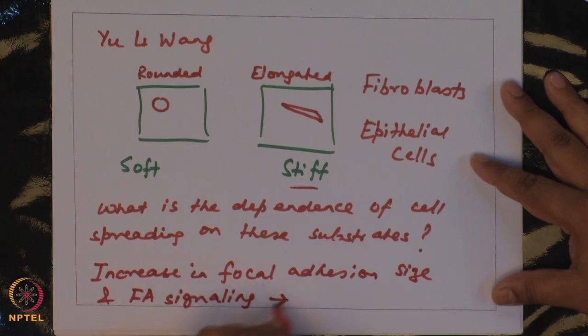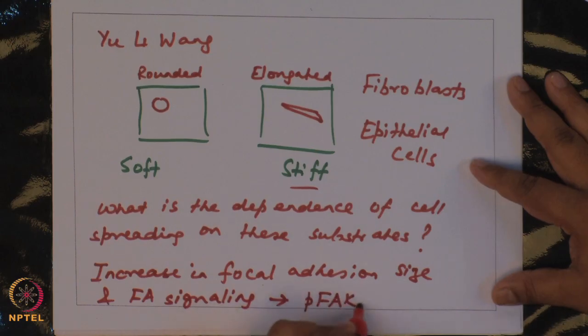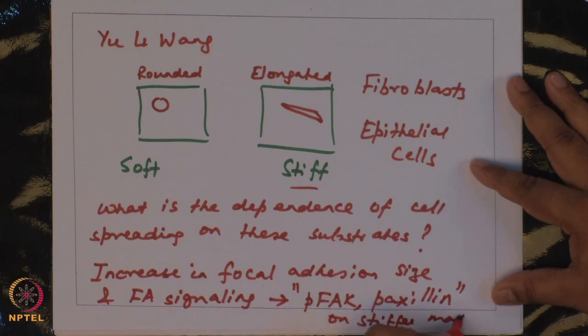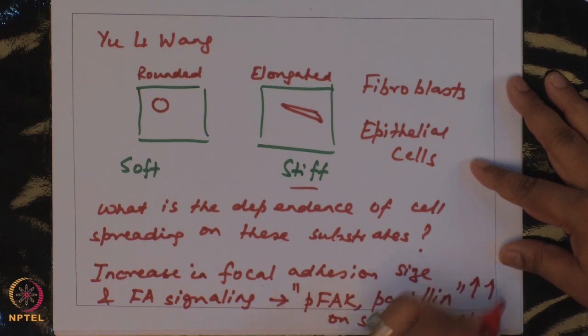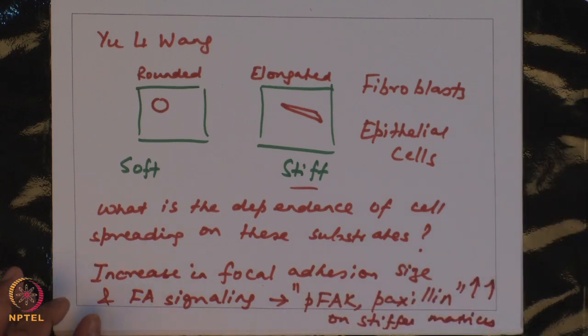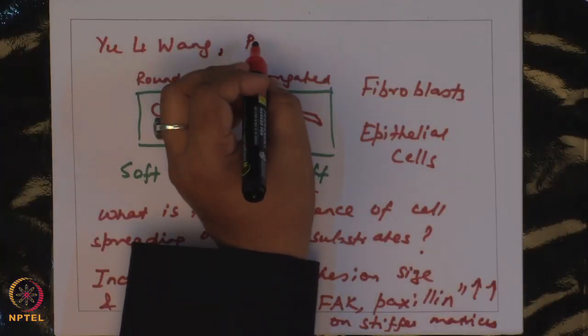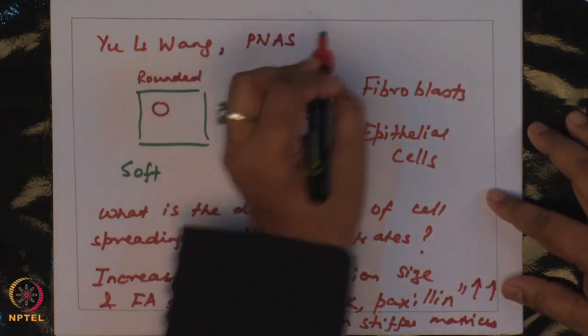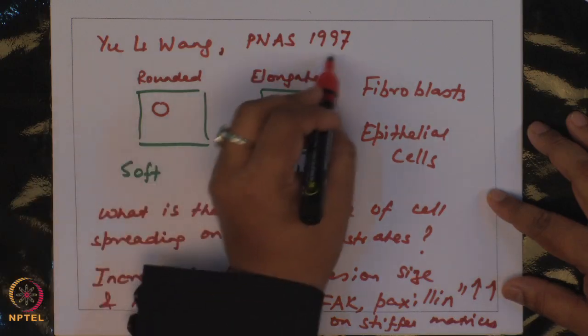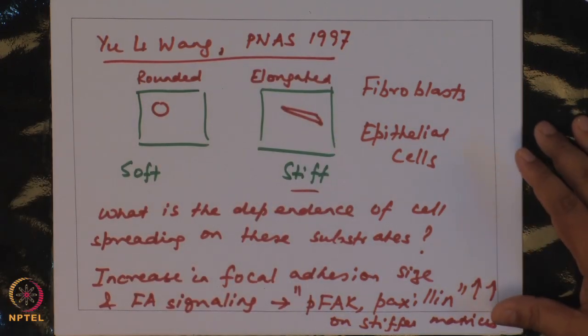So, what they observed was on stiffer environments, you had phosphorylation of FAK or paxillin. These integrin signaling molecules were much more phosphorylated on stiffer matrices. Okay. So, their activity was upregulated on stiffer matrices. So, this was one of the first studies, in a PNAS paper in 1997, to demonstrate the effect of stiffness in driving cell spreading.